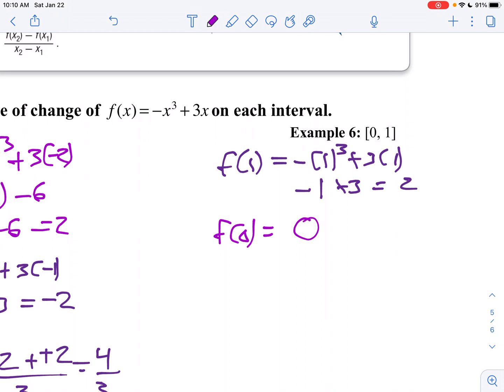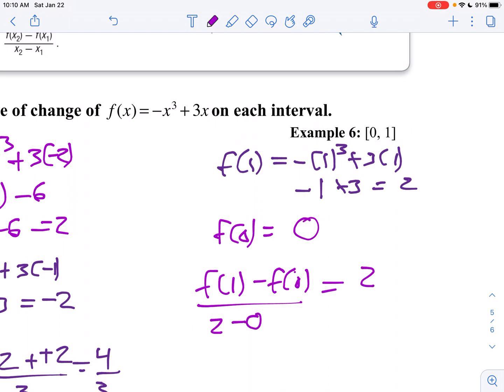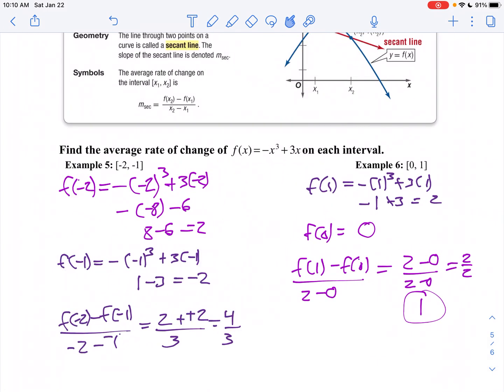So then I'm going to find f of 1 minus f of 0 all over 1 minus 0. So f of 1 is 2 minus 0 over 1 minus 0. So I get 2 over 1, which is 2. Average rate of change. That's what we'll be doing.